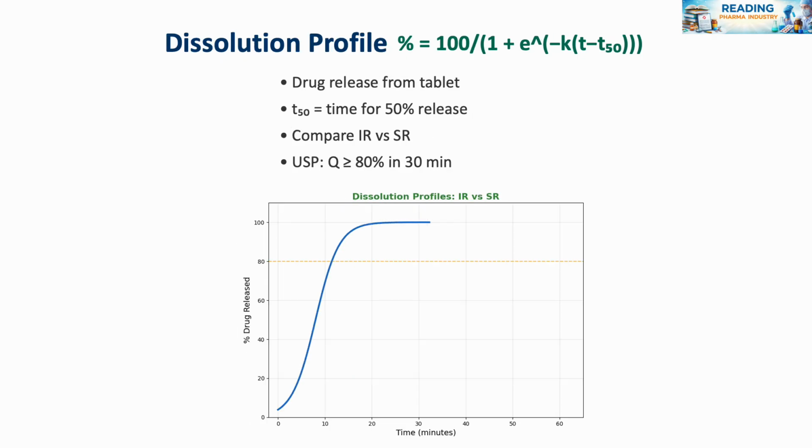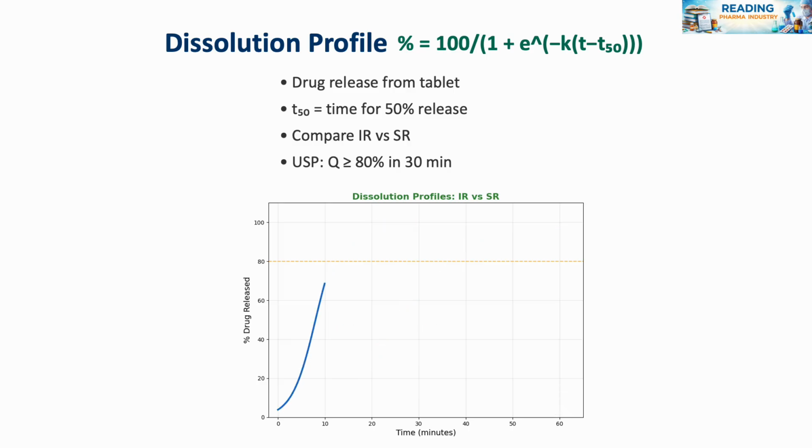Let me give you another example on the dissolution of pharmaceuticals. Drug dissolution from tablets often follows sigmoidal kinetics. We express the percentage dissolved as 100 divided by the quantity 1 plus e to the minus k times the quantity t minus t50. The t50 is the time for 50% release. So you can compare, for example, immediate release versus sustained release formulations.